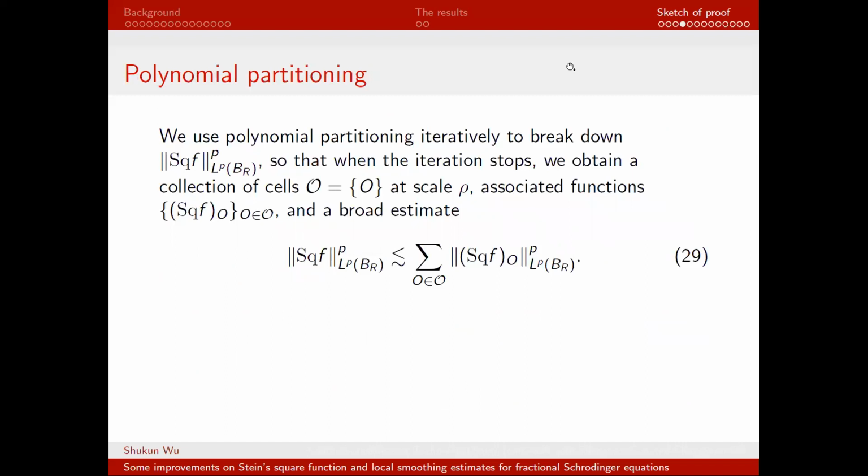Okay, there are mainly two tools we use. The first one is polynomial partitioning. It's a method developed by Guth and Katz to solve the Erdős distance problem, and later was brought to the study of oscillatory integral operators by Guth. So basically, Guth used polynomial partitioning to give some significant improvement on the restriction problem.